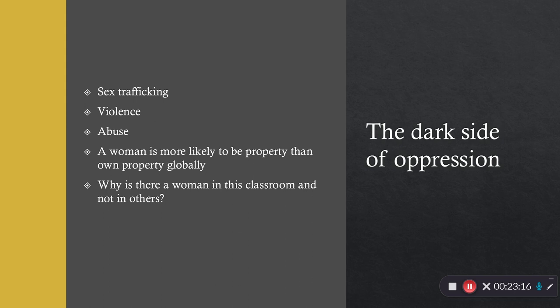Again, a woman is more likely to be property than own property globally, which sounds kind of odd in these modern times in the United States, but even in the US 150 years ago, that's the way it was too. And again, why is there a woman in this classroom and not others across the globe? Why is it that in the United States we can have women in classes, but in other countries that's not the case? What's changed? What's different? What's going on? How do we maintain this? I have a daughter. Of course, I'm concerned for all of these factors.